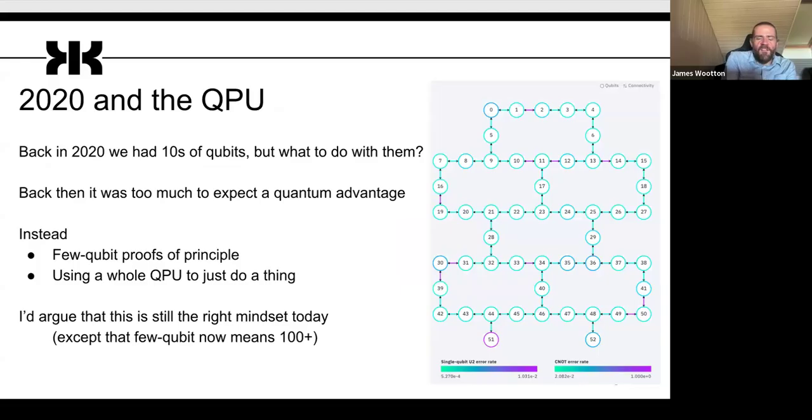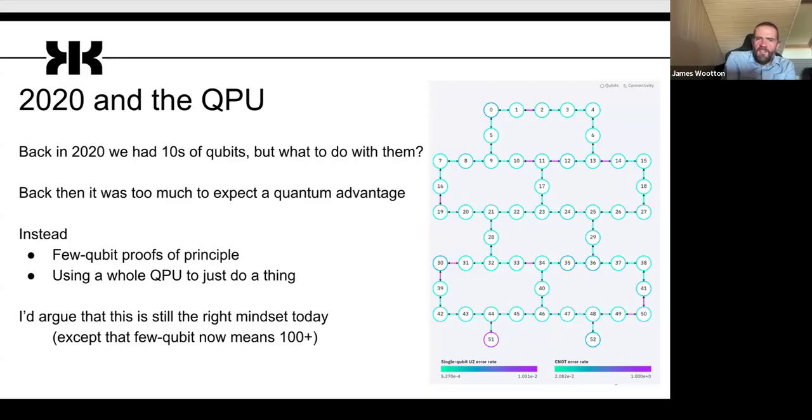Okay, so let's start the story that this talk is about. And this story begins in 2019, actually, the end of 2019, but I'll call it 2020. So in 2020, I worked at IBM. We had a 53 qubit device called Rochester. So if you have a 53 qubit device, what do you do with it in 2020?